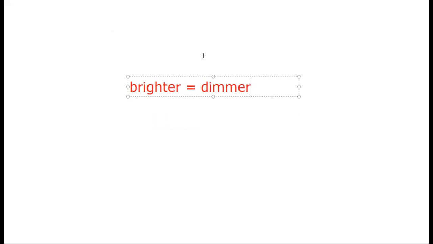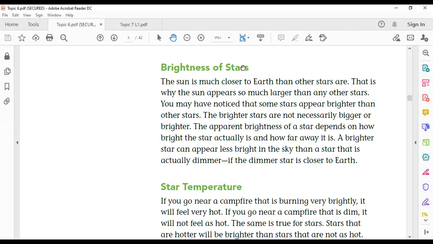Okay, back again. The brightness of stars depends on two things. The apparent brightness of a star depends on two things: how bright the star actually is and how far away it is. So how far away it is is very important, and how bright it actually is. Look, I want to say something. A brighter star can appear less bright in the sky than a star that is actually dimmer if the dimmer star is closer to Earth.